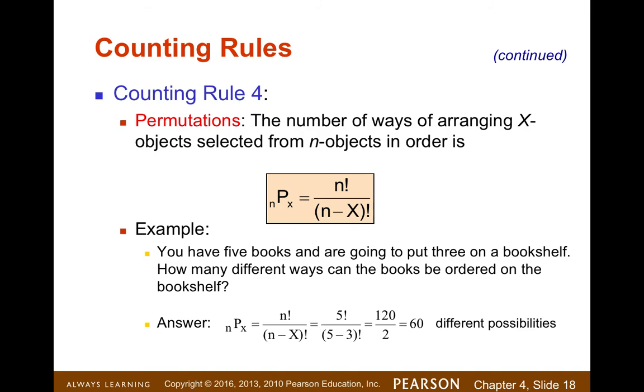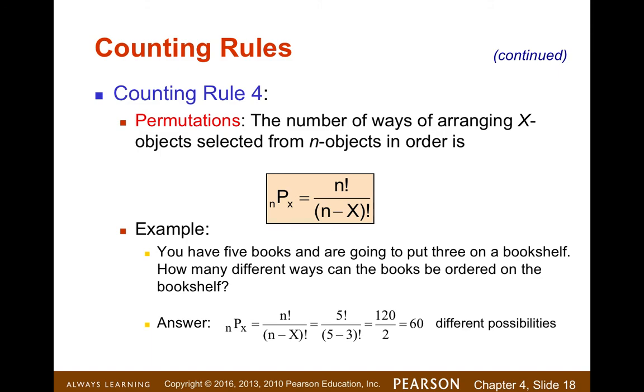Permutations when order matters. Now we're going to get into something called permutations and combinations. The thing you've got to tattoo to your brain is when order does not matter, we look at a combination. When order does matter, we look at a permutation. A permutation is the number of ways of arranging x objects selected from n objects in order. The notation is nPx, and we find that by taking n factorial divided by n minus x factorial.